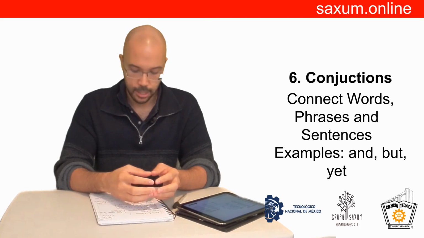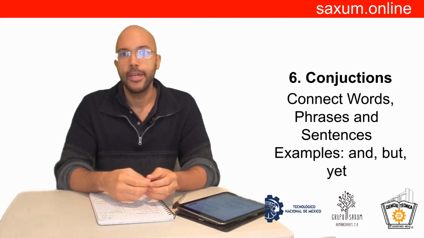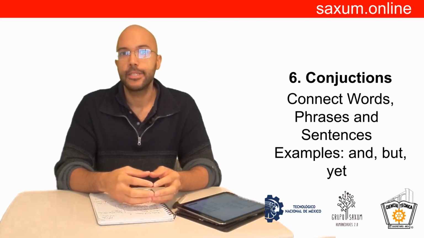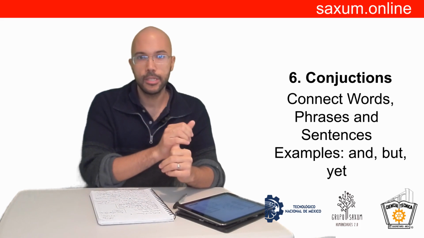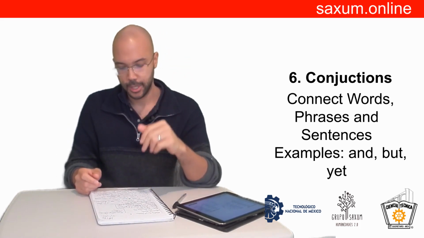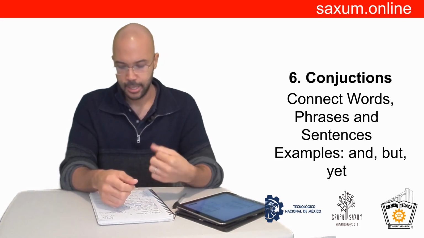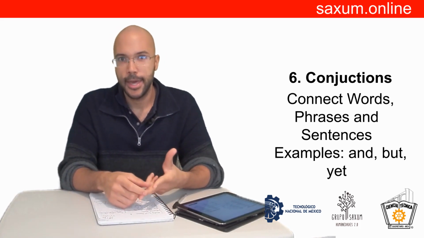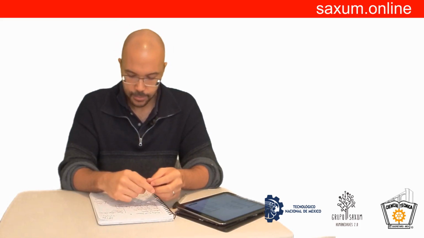And the next category is conjunctions. Conjunctions, easy to identify. They're words that unite or connect sentences, phrases, and other words, okay? Very common, well-known ones are and, but, yet. Again, these are words that are easy to identify.